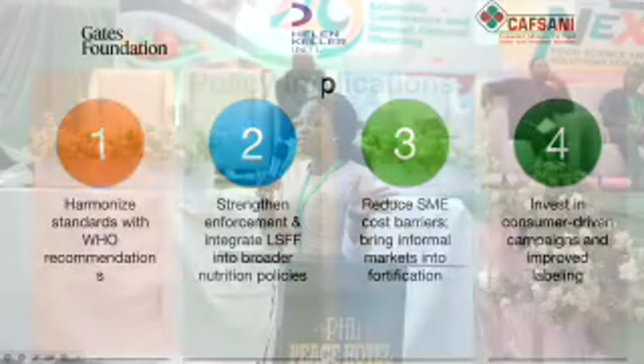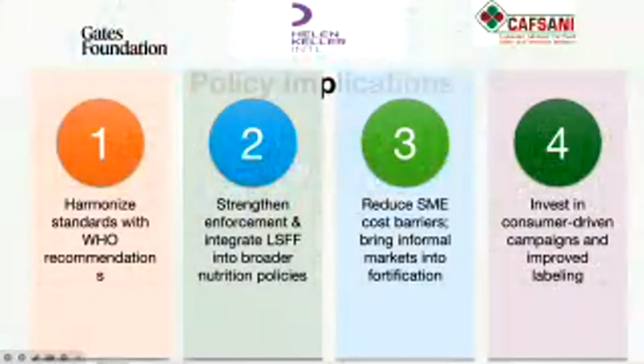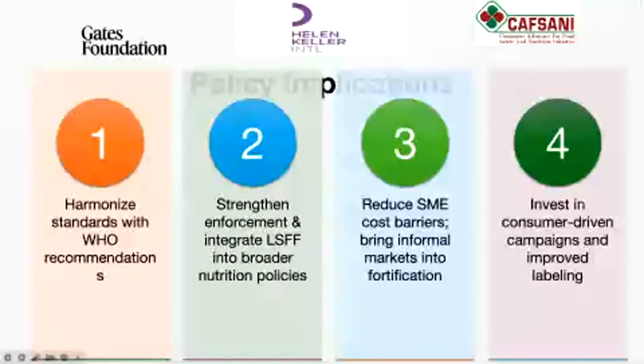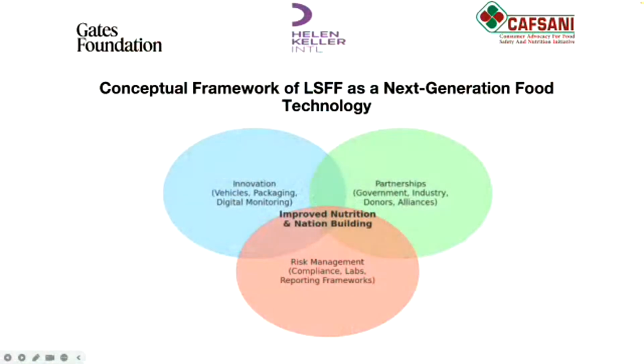So we are saying we should find ways to reduce SME costs, to reduce the cost barriers that SMEs are facing. And we should also bring informal markets into fortification. I was saying that we should invest in consumer-driven campaigns and improved labeling. I'm glad that we have talked about front-of-pack labeling today. And this is just a framework to show us how we can bring together innovation, partnership, and nation building as a nation.